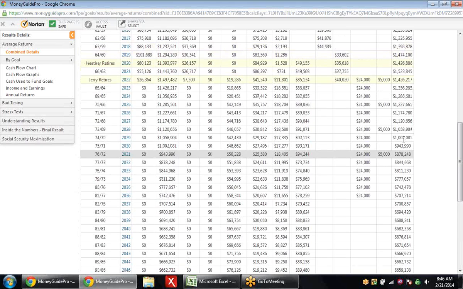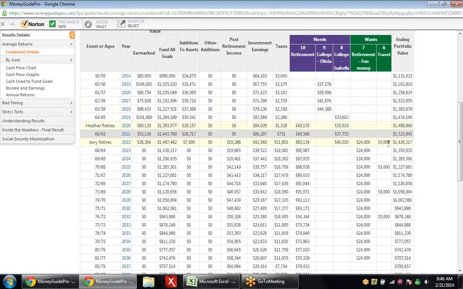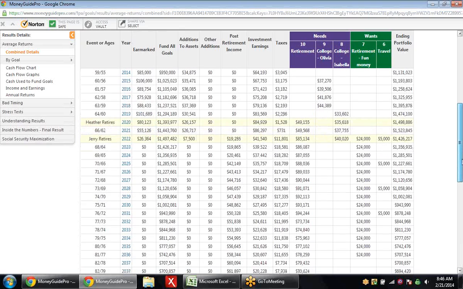And as you go down, you'll see what happens now. Some of these costs are inflated, like the college costs going up every year. For the retirement fund money and travel, we just use a fixed number here. You can use inflation, or you can take it away and use no inflation.